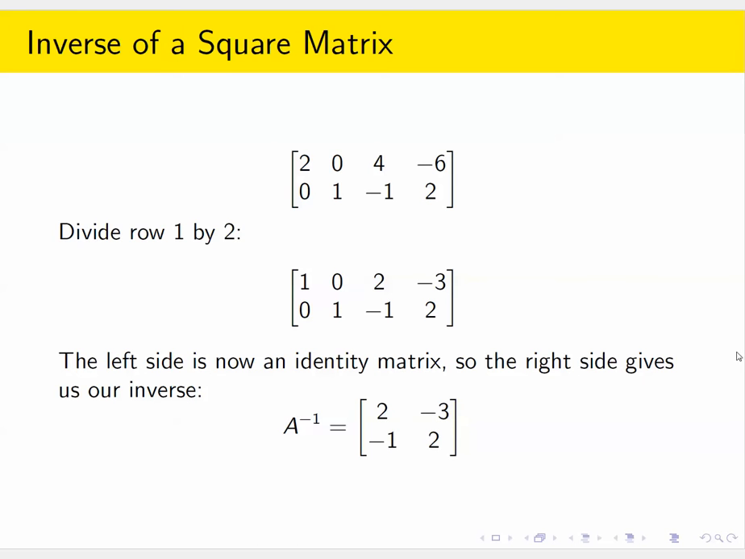At this point, we have an identity matrix in the first 2 columns, and that means the second 2 columns are the inverse matrix. 2, -3, -1, 2. That's it. That's the whole process.